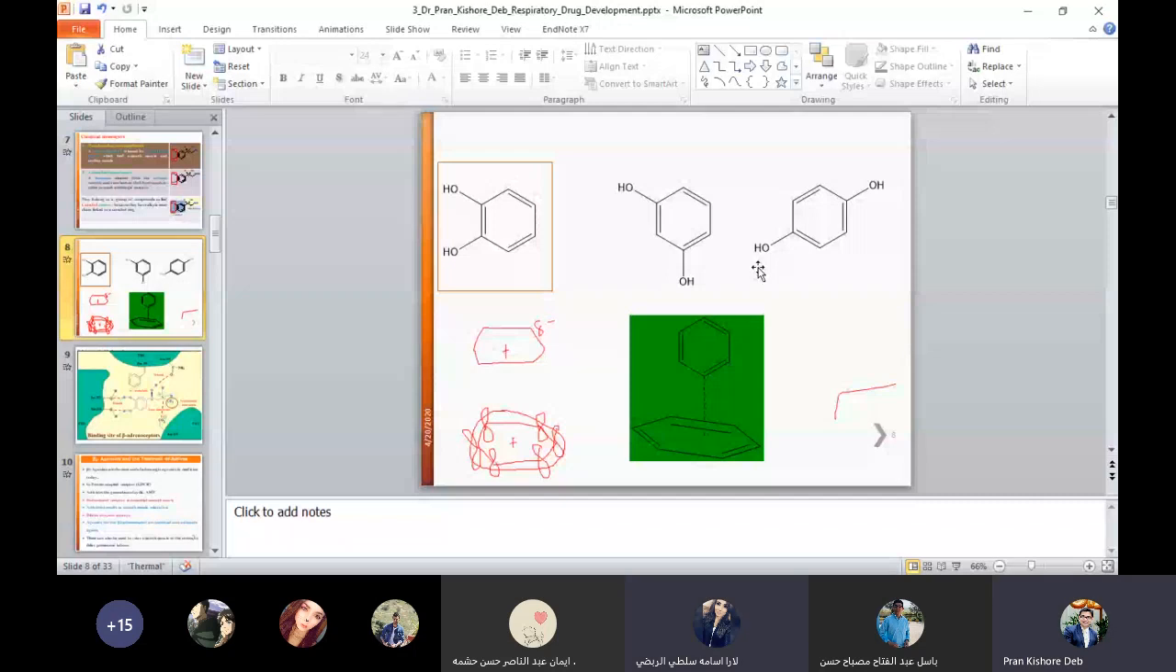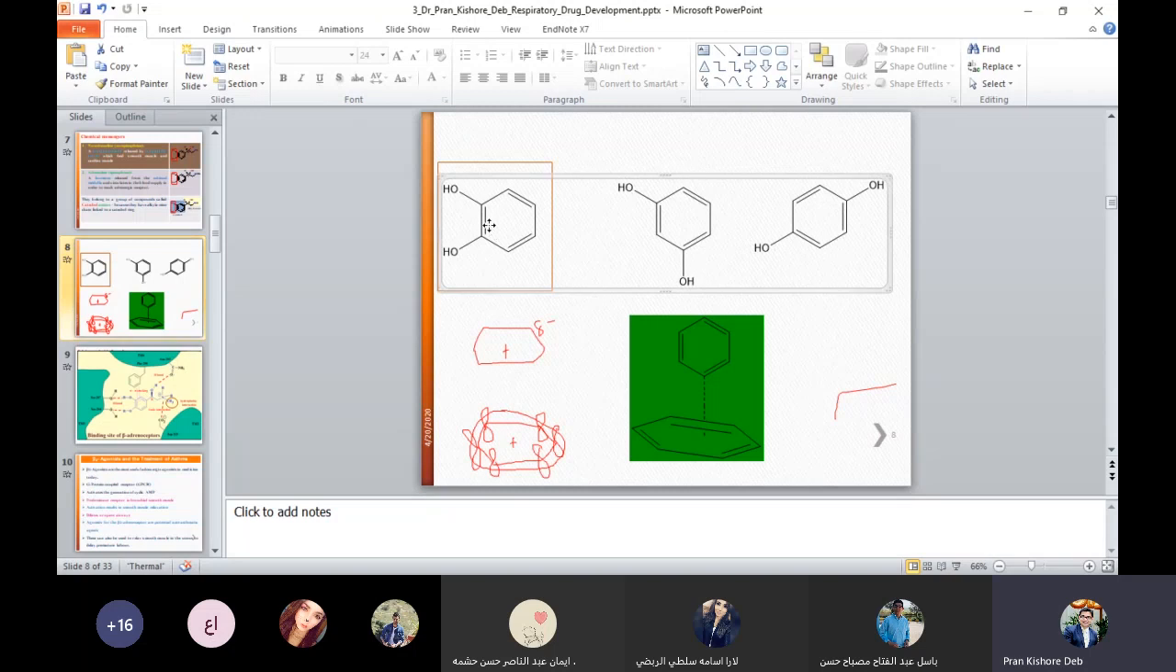It's the benzene with the two OH groups attached. No, not para, ortho. It's the benzene with the ortho hydroxyl group. Yeah, two. So three things you need to remember when you say catechol. First is benzene ring. The ring has to be benzene, aromatic. Second thing is there must be 2 hydroxyl groups. And third thing is those 2 hydroxyl groups are ortho to each other.